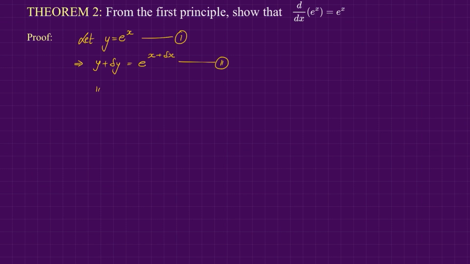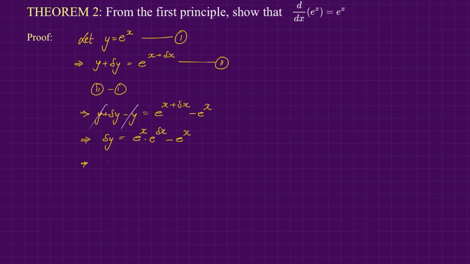Now let us subtract 1 from 2, so we will have y plus delta y minus y equals e to the power x plus delta x minus e to the power x. So here minus y plus y gets 0, and we will have delta y equals e to the power x plus delta x, which can be written as e to the power x into e to the power delta x, minus e to the power x.